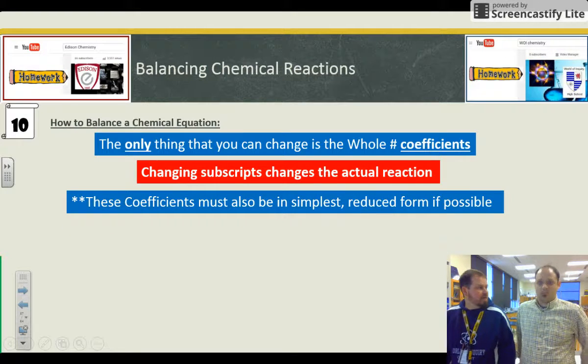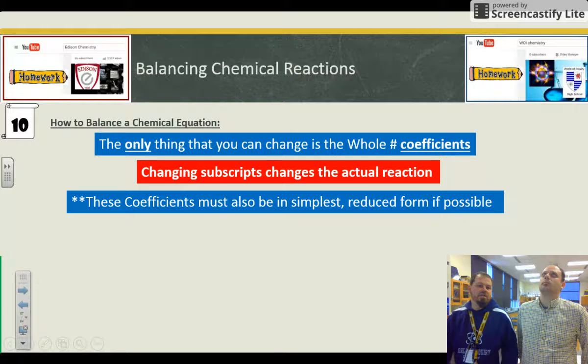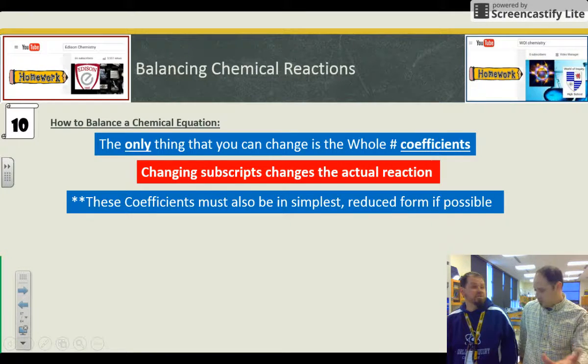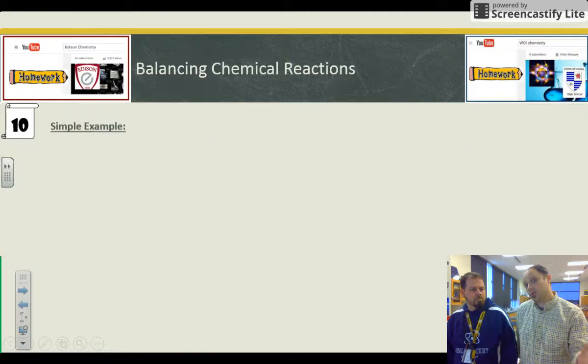Then when we're all said and done, the piece that we sometimes forget, we've got to be in lowest common terms. So if all my coefficients are even, divide them all by 2, that kind of thing. You'll see what we mean if you run into it.